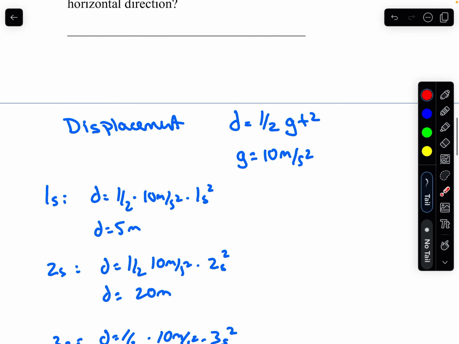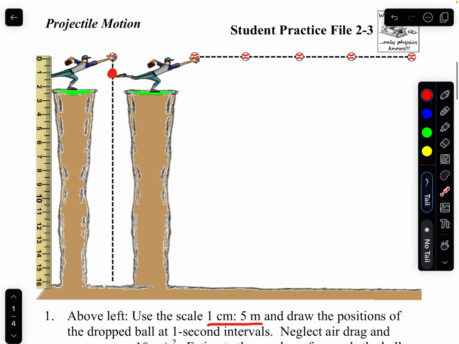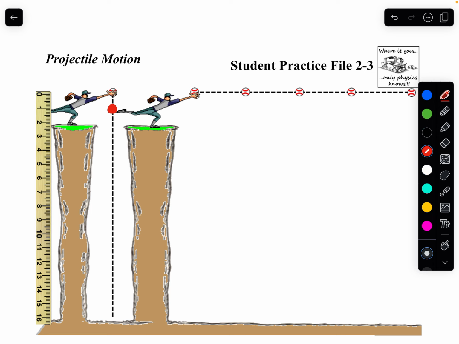So remember, every 5 meters is equivalent to a centimeter. So we should be 5, 10, 15, 20, we'd be 4 centimeters down after our second. After the next, we're going to be 45 meters away, which is equivalent to 9 centimeters, right? Because it's a 5-to-1 ratio. And then after the fourth second, we'll be 80 meters away, which is equivalent to 16 centimeters. So the ball should be in the air for a total of 4 seconds before it reaches the ground. Now, the question is, how many seconds is the ball going to be in the air over here?